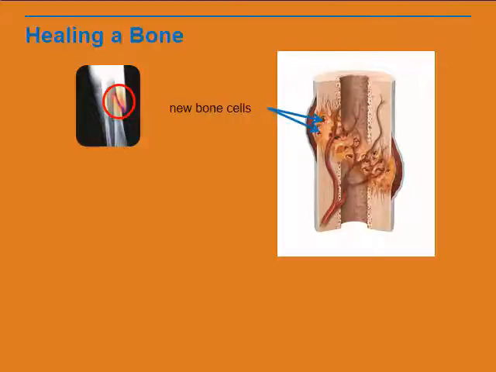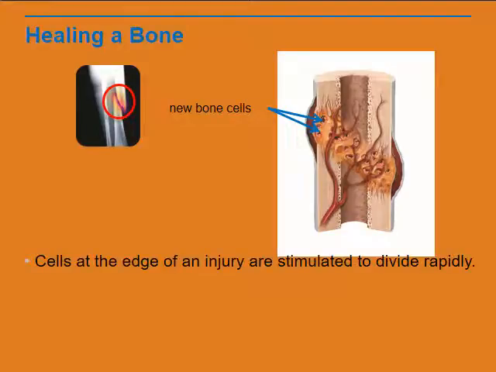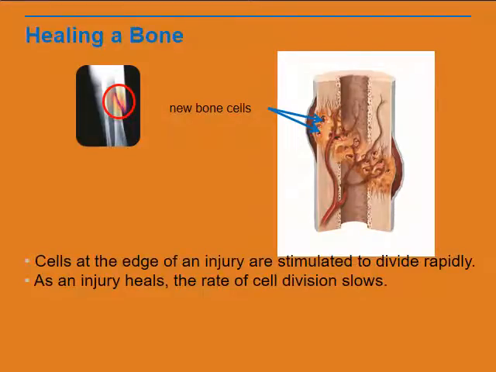So you start to have new bone cells being formed. The cells at the edge of the injury are stimulated to divide rapidly. As the injury heals, the rate of cell division will then slow down. And pretty much that's how you will have this bone get regenerated. This is also true for other types of injury that are not bone related, like cuts, for example.